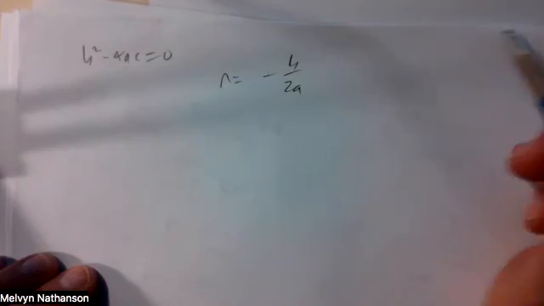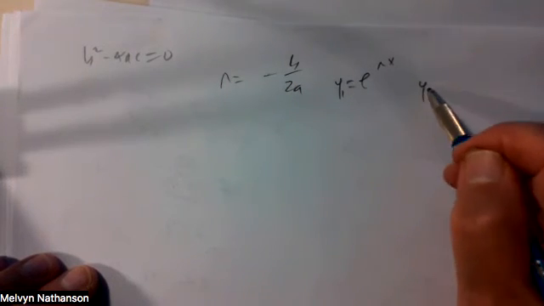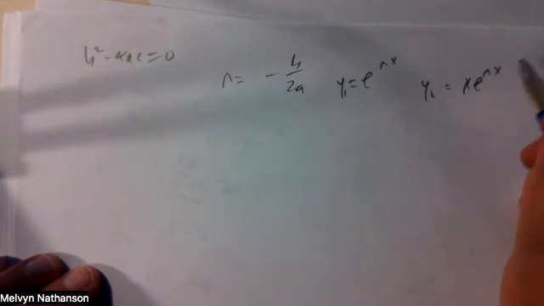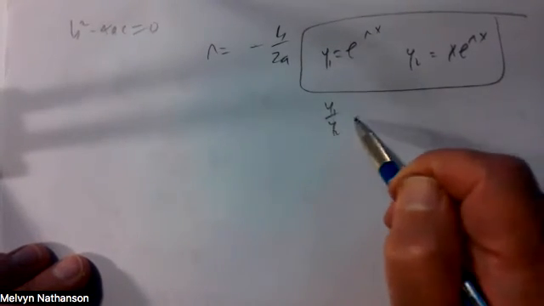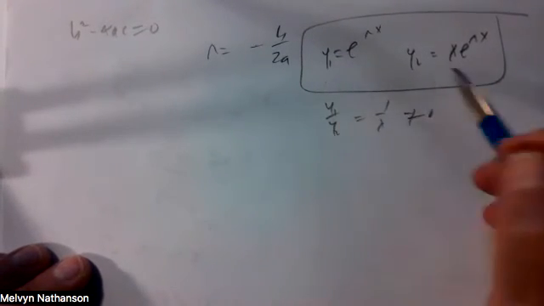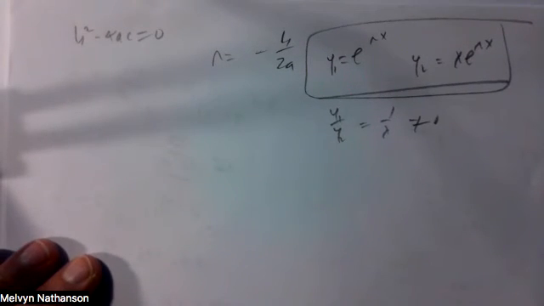The second case, which is interesting, is when b squared minus 4ac equals 0. So r is minus b over 2a. There's only one r. So e to the rx is one solution. And we showed that y2 equals x e to the rx is a second solution. And again, y1 over y2 is 1 over x, which is not a constant. So these are linearly independent and therefore a fundamental set of solutions.